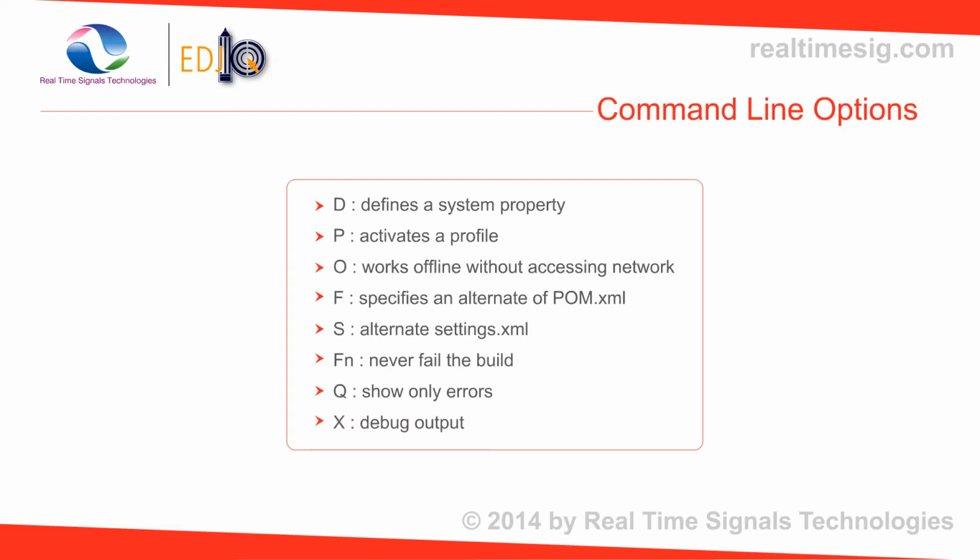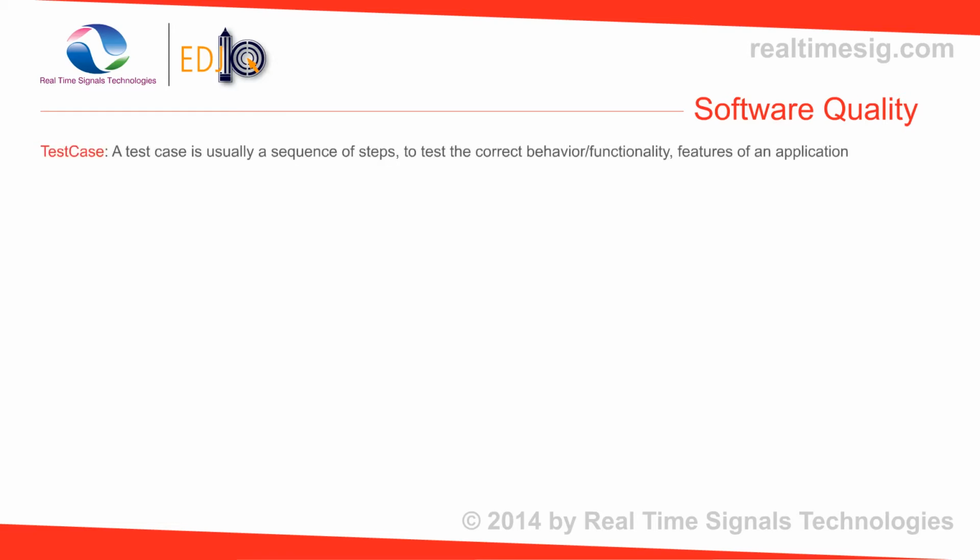Software quality is defined as a field of study and practice that describes the desirable attributes of software products. There are two main approaches to software quality: defect management and quality attributes. Test case. A test case is usually a sequence of steps to test the correct behavior, functionality, and features of an application.